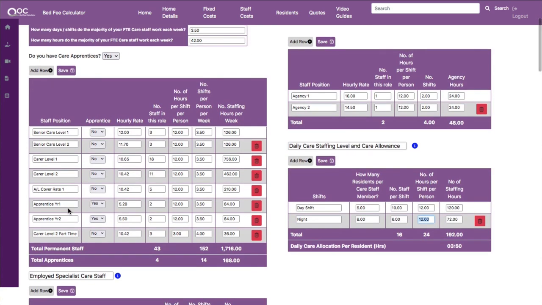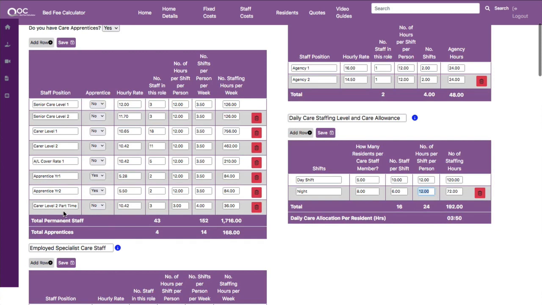And then in this case, there's 2 levels of apprentices because there's 2 hourly rates. And then finally, there's part-time staff. We call them level 2 because they're on £10.42. 3 of those working 3 hours per shift and 4 shifts a week.